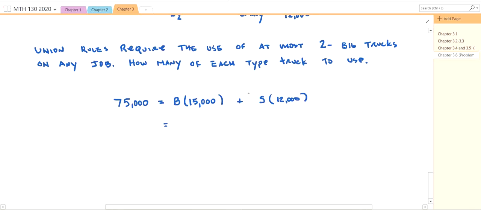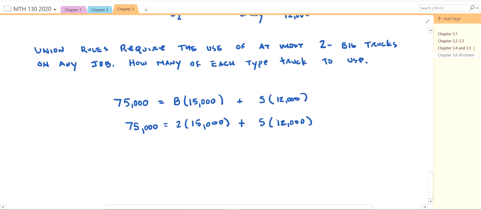Okay, well, again, we've got 2 different variables here. We can't solve this equation, so we've got to come up with a way to get rid of one of these variables. If you want to pause and try to figure this out yourself, go ahead. The way to do that is we see that the maximum I can use is 2 big trucks. If I were to use 2 big trucks on this, that would be 30,000, which is less than 75,000. So since that's the maximum I can use, I may as well just stick that number in there and know I'm going to use 2 big trucks. So the problem then is to solve for S, the number of small trucks, given this now more simplified relationship.